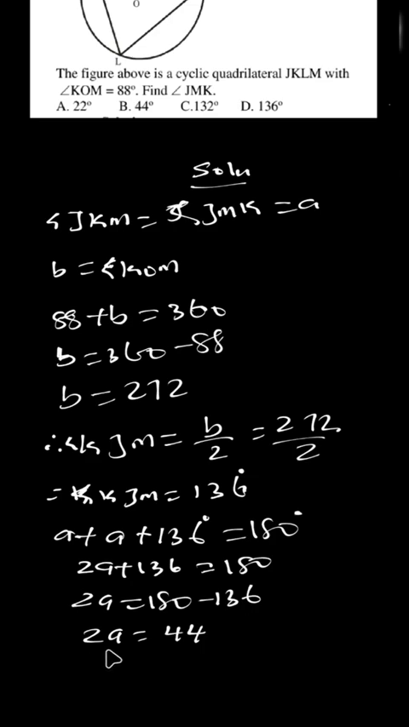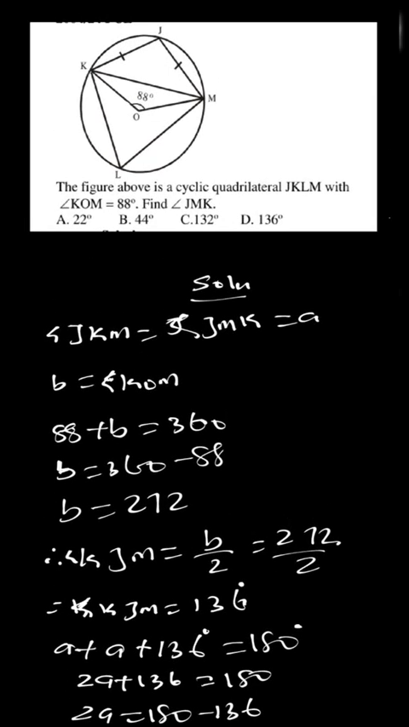Now to get the value of A, divide both sides by 2. So the 2 here cancels this 2 here. 2 in 44 is 22. So that means that our angle A is equal to 22 degrees. So this our angle M here is equal to A, which is equal to 22.